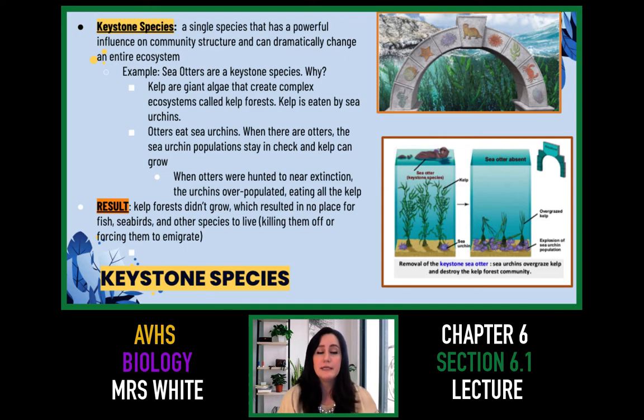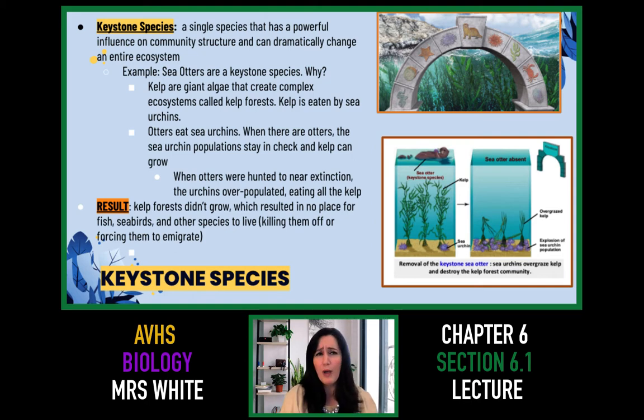If you are a keystone species, you are a single species that has a huge, powerful influence on community structure, and your ability to be in that community can dramatically change an entire ecosystem. So being there or not being there can literally affect every other thing within that community dramatically. A really great example, in California especially, is sea otters. Sea otters are known as keystone species.